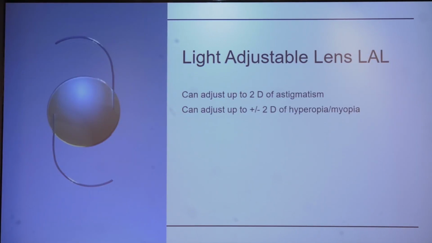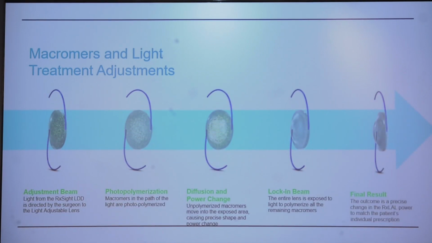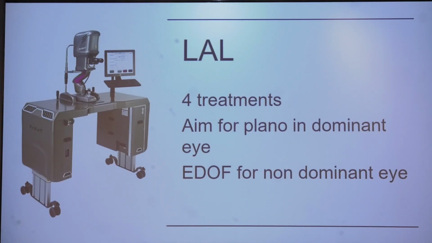The thing that's newest in my practice is I've started to use the light adjustable lens. The LAL can adjust up to 2 diopters of astigmatism and plus or minus 2 diopters of myopia or hyperopia. It works by having selective macromers, and you do these light treatments afterwards. And so you want to still get as close as you can to where you want to be, but the nice thing is you can really customize it to the patient afterwards. You get 4 shots on goal, essentially.